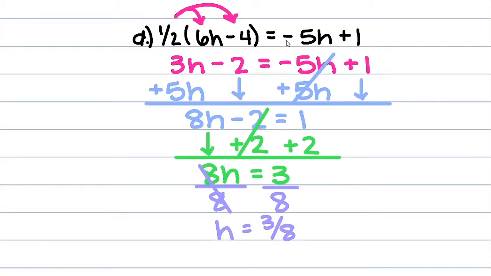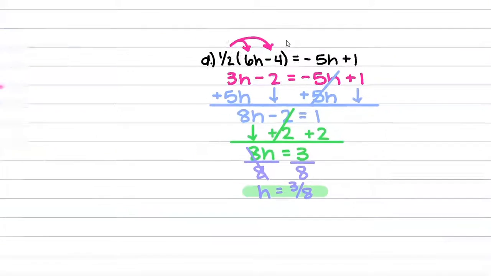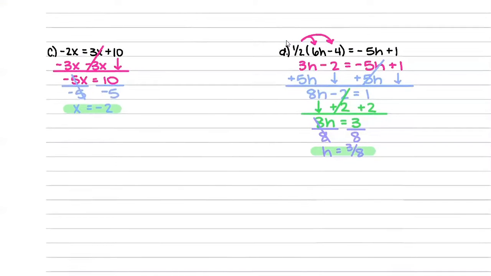And again, you can leave this as an improper fraction. You do not have to turn it into a decimal, and it cannot turn into a mixed number, so you would leave it just like this.